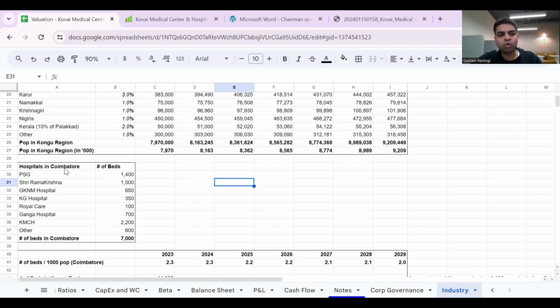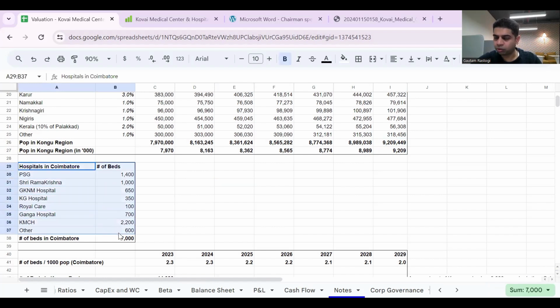Now, if you look at the number of hospitals in Coimbatore, there are many. And then look at the number of beds in each of these hospitals. So in Coimbatore, there are around 7,000 beds overall. Again, take these numbers with a pinch of salt. They may be slightly dated. But at a high level, in Coimbatore, there are about 7,000 beds.